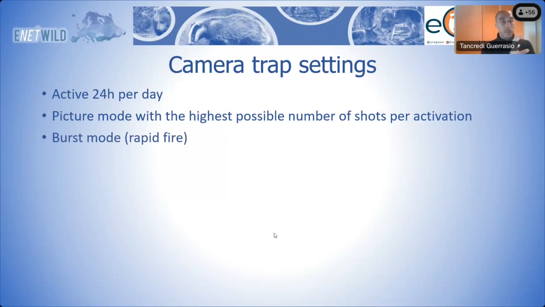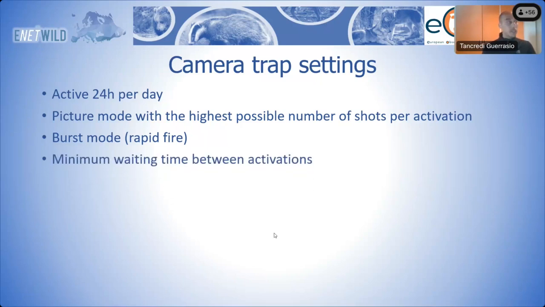Then, whenever this is available, we will set it with a burst mode or rapid fire, which is the setting that basically allows you to have, within a sequence of pictures, pictures taken with a shorter time one from another within the same activation. So the sequence is going to be made of pictures taken more rapidly one from another, and this is going to give us a higher detail of the animal movement, and you will see in the next presentation why this is important for the implementation of this protocol.